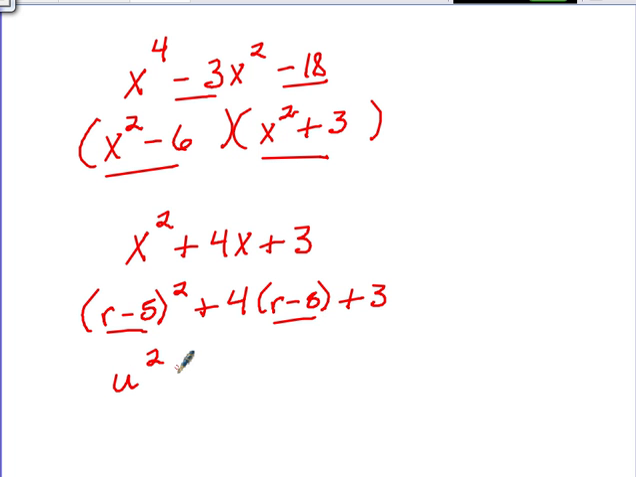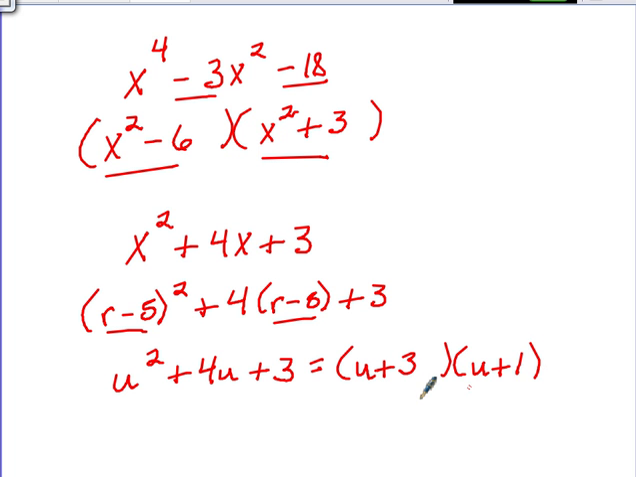So let's say u squared plus 4u plus 3. Factor that like normal, u plus 3, u plus 1. And now that I have it factored, go back and put the r minus 5's back in. And just clean it up. So that'd be r minus 5 plus 3, which would be r minus 2. R minus 5 plus 1, which is r minus 4. You're done. Okay?